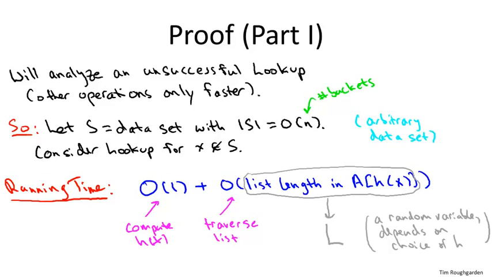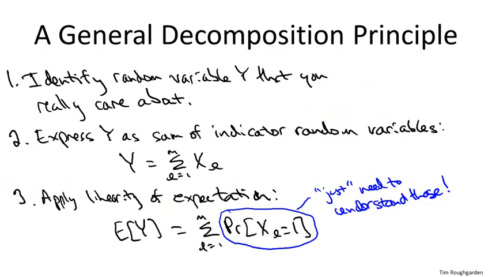Now to do that, I want to jog your memory of a general technique for analyzing expectations, which you haven't seen in a while. The last time we saw it, I believe, was when we were doing the analysis of randomized quicksort and counting its comparisons. So here's a general decomposition principle, which we're now going to use in exactly the same way as we did in quicksort to analyze the performance of hashing with chaining.